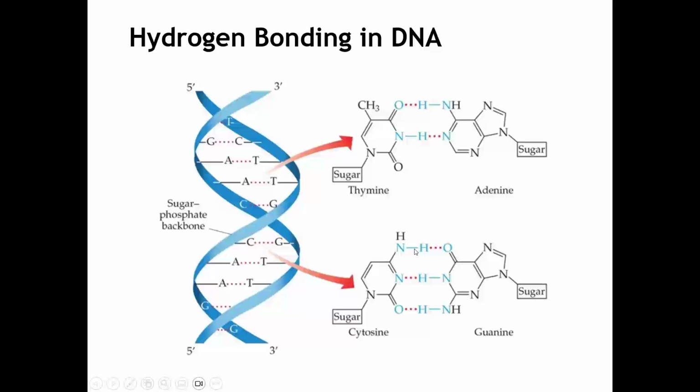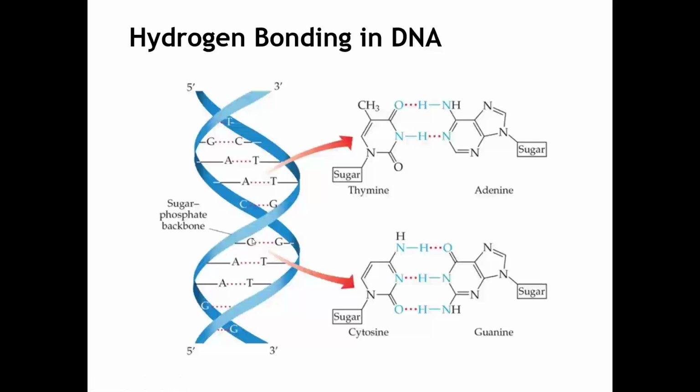Because of that, the double-stranded DNA is such that everywhere we have a T or a thymine, on the opposite side, on the other strand, we have an adenine. And everywhere we have a guanine, on the opposite strand, we have a cytosine. Okay, and so this is what holds the double helix together.